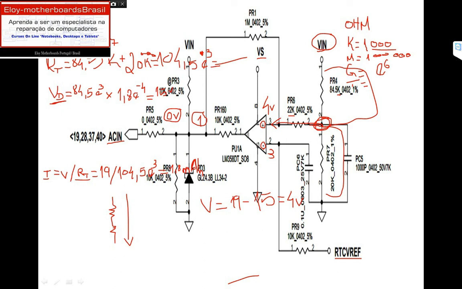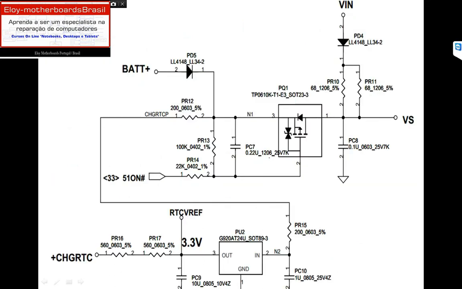So this RTC voltage reference will come from PU2, right here. You see right here, with 3.3 volts, coming from the CMOS battery. So continuing our analysis.